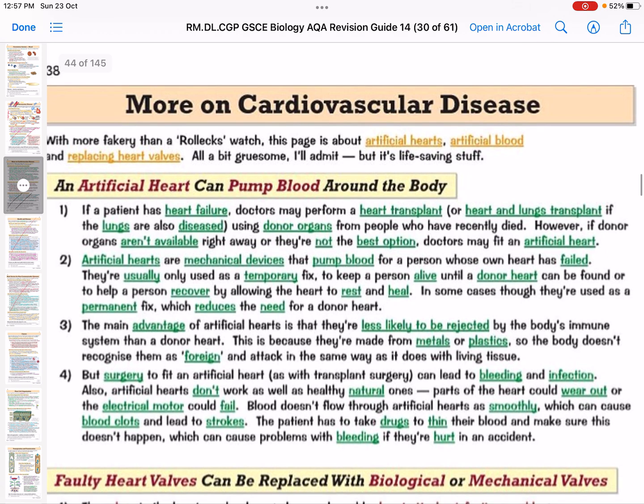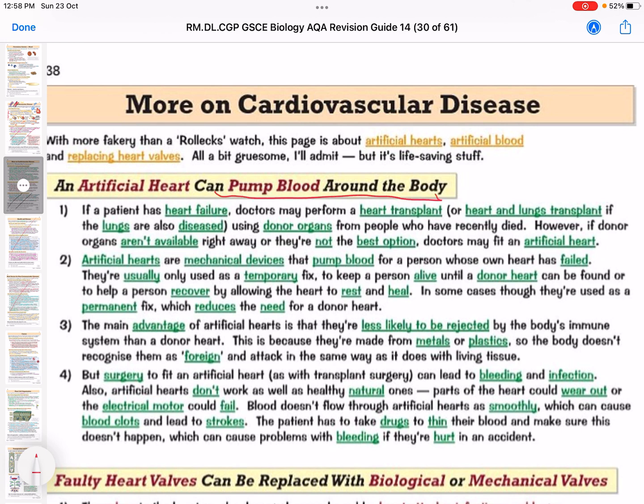One other problem that may arise with the heart is when your heart fails. What do I mean by heart failure? When the heart cannot pump blood around the body.